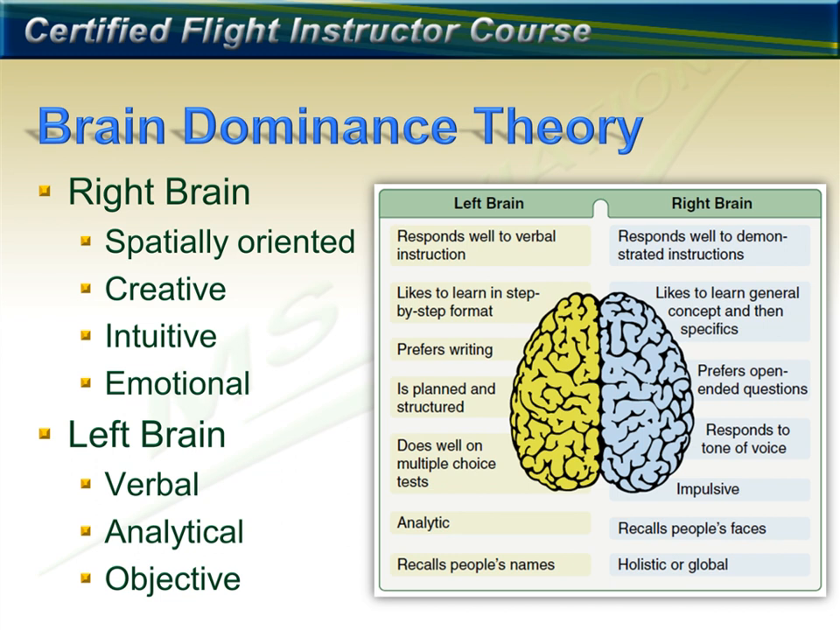Right brain dominant students are spatially oriented, meaning they are coordinated, creative, intuitive, and emotional. These types of students are good in art, music, and can easily put together the big picture. Left brain students are verbal, analytical, and objective. The student is good in math, language, and analyzing details. This type of student will be asking the most amount of questions.